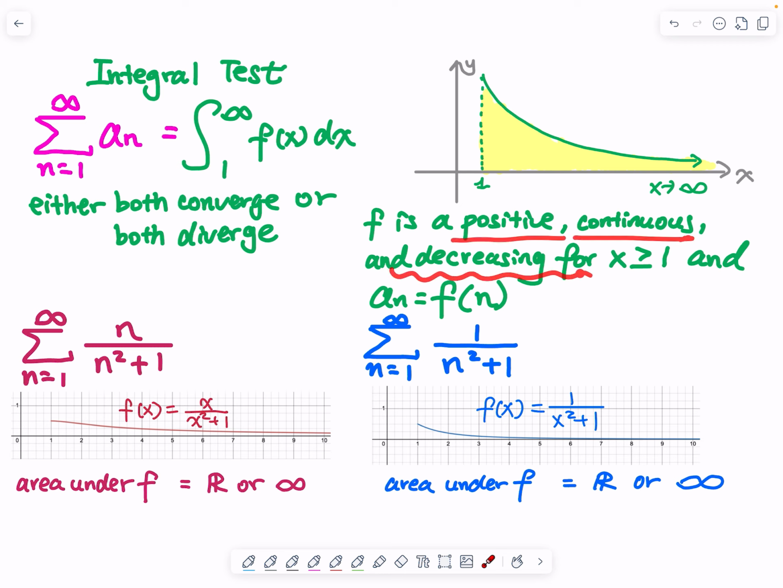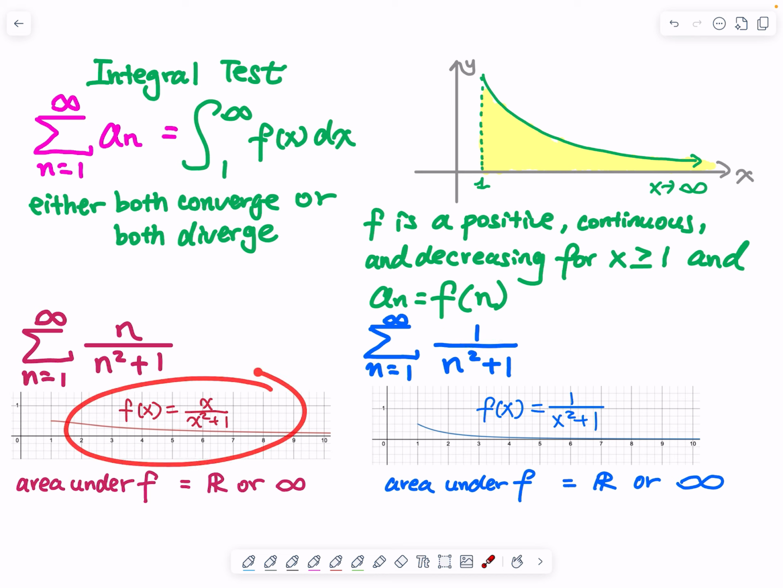And then regarding decreasing for x greater than or equal to 1, you either draw a graph like what we are going to do next, or you find the derivative and show that the slope of the function is negative when x is greater than or equal to 1. I have two examples below. The first one is n over n squared plus 1. For the other one, I just changed the n to a 1. They look so similar. Even the graph looks similar.